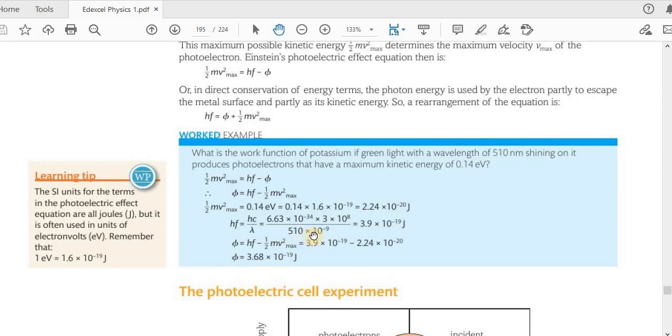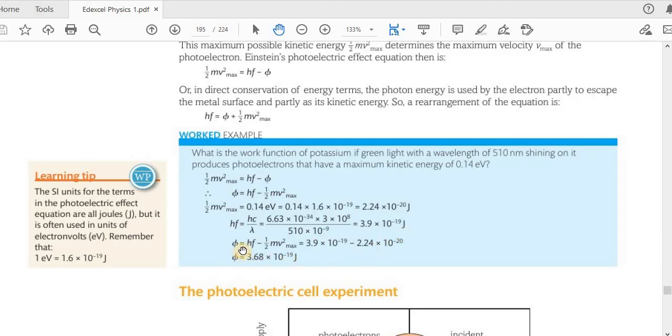You can use that, and they have not given us the frequency, that's why we are doing it this way. Otherwise, if they had given the frequency, you can directly use hf, but they have given the wavelength. So 510 nano is 10 to the power minus 9 meters. Here everything is in SI units, which means this answer will also be in SI units.